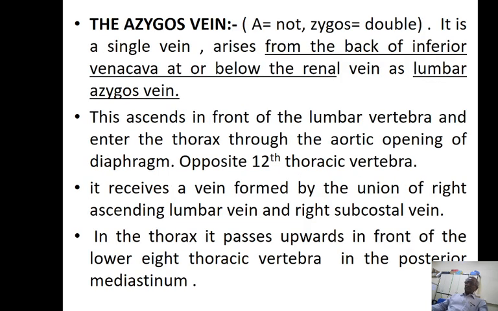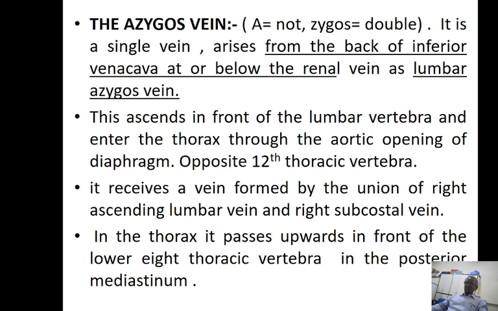Now the azygos vein. Azygos means: a is equal to not, and zygos means double. So it is not double, it means it is a single vein. It arises from the back of the inferior vena cava at or below the renal vein as the lumbar azygos vein.